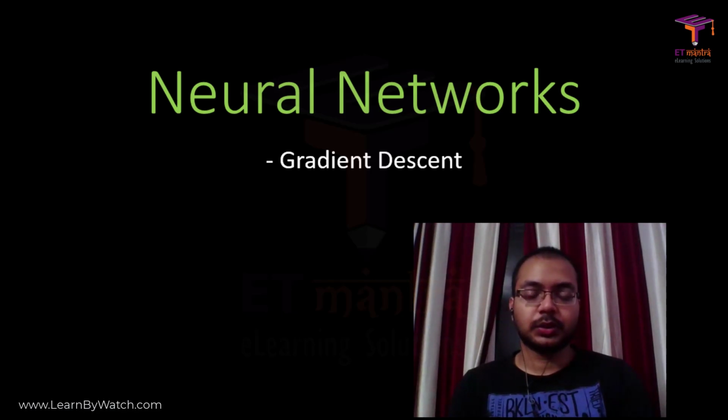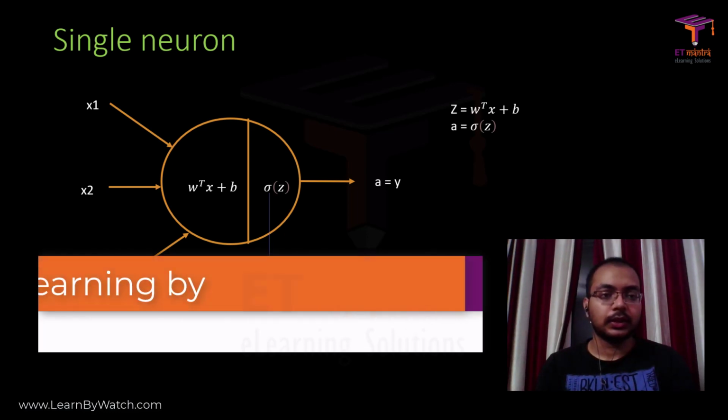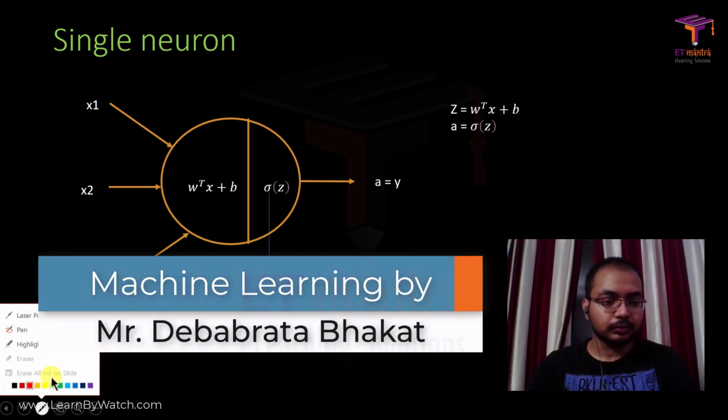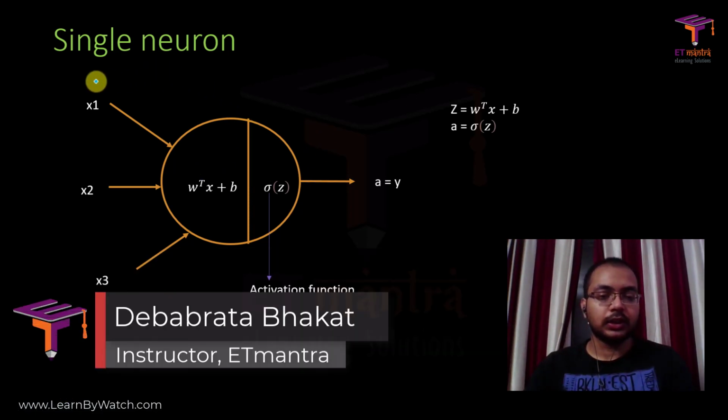Hello everyone. So today we'll do neural networks and the topic will be gradient descent. Last class we had seen an introduction to neural networks and also the forward propagation. So let us have a quick recap. This was the single neuron which did the same thing as the logistic regression.